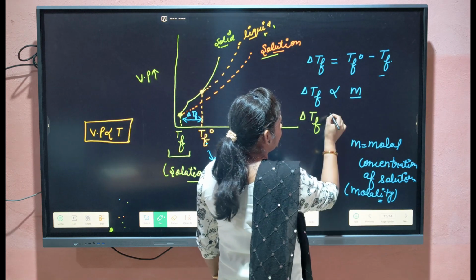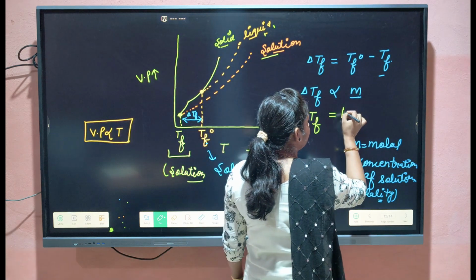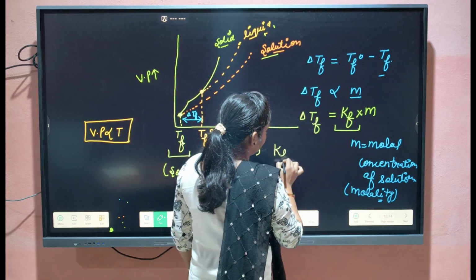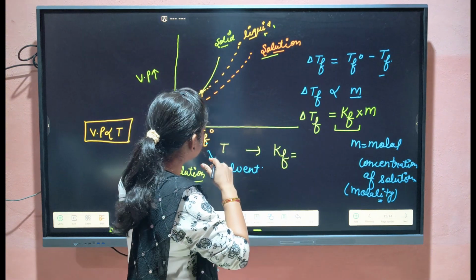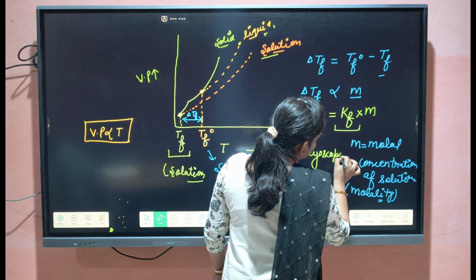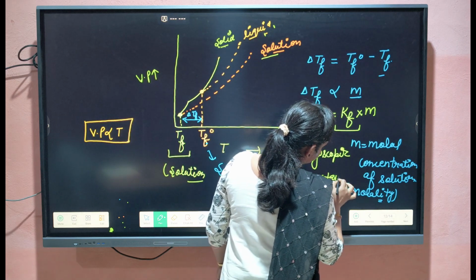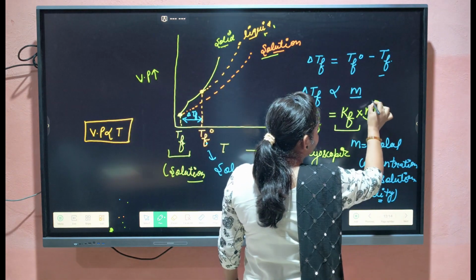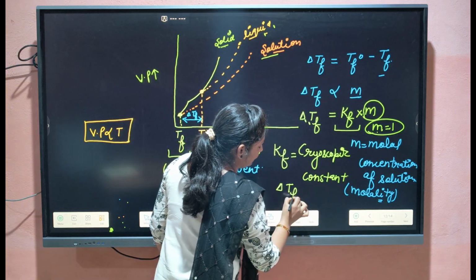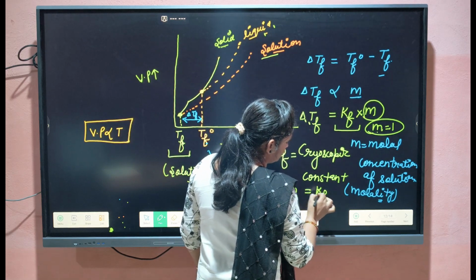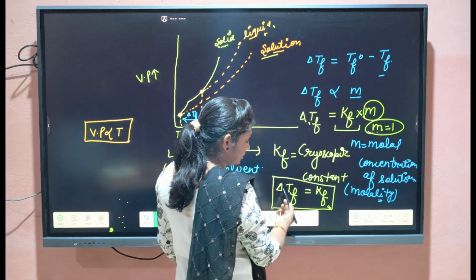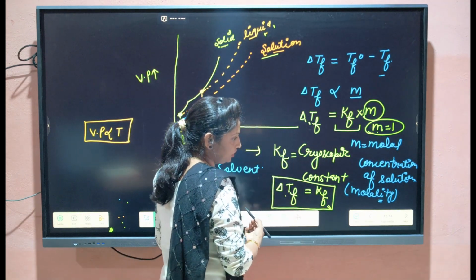Now del Tf is equal to, putting the constant of proportionality Kf, Kf into m. Here Kf is the constant of proportionality. It is also known as the freezing point constant and cryoscopic constant. Students, if we take the molal concentration as unity, then depression in freezing point becomes equal to the cryoscopic constant Kf. So what do we mean by Kf? Kf, the cryoscopic constant, is defined as the depression in freezing point if the molal concentration of a solution is unity.